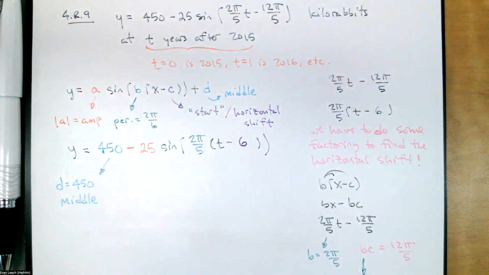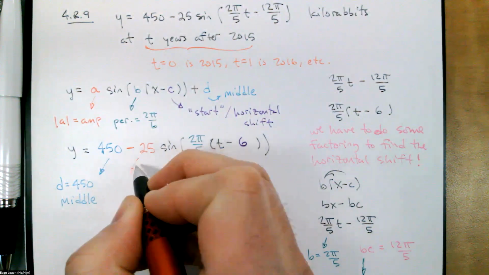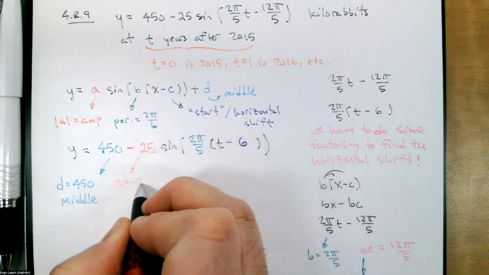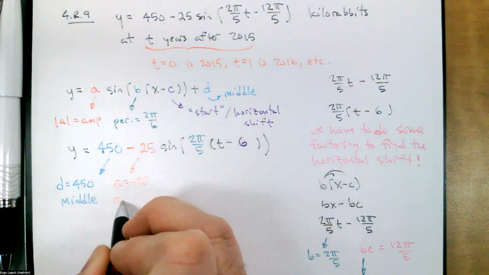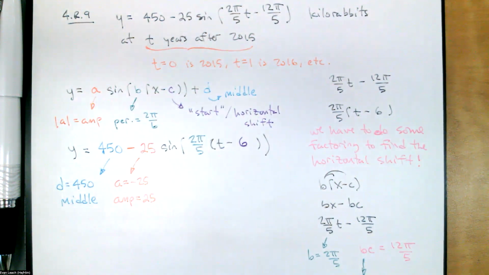A is the negative 25. And so the amplitude is 25. We don't want to list amplitude as being negative. Amplitude is a distance, and distance should be positive.